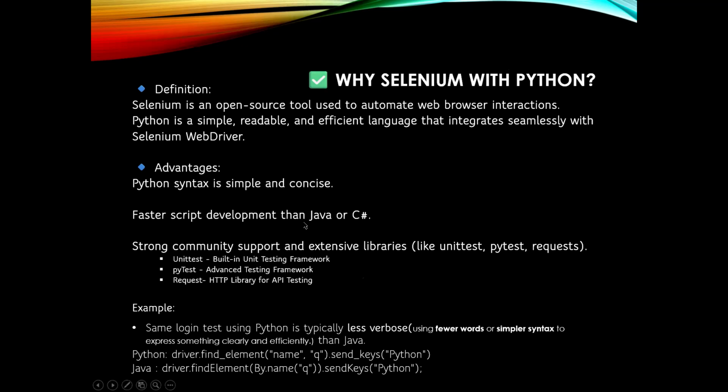And faster script development than Java or C Sharp. What is faster script development? If you want to develop automation scripts with Selenium Python for any scenario, it won't take much time compared to other languages. It is limited, very concise code. So you can easily develop 4 to 5 scripts in a day. For example, if you are developing 2 test scripts with Selenium Java, you can develop 3 or 4, maybe 5 in a day with Python, because it's limited, short code that we have to write.